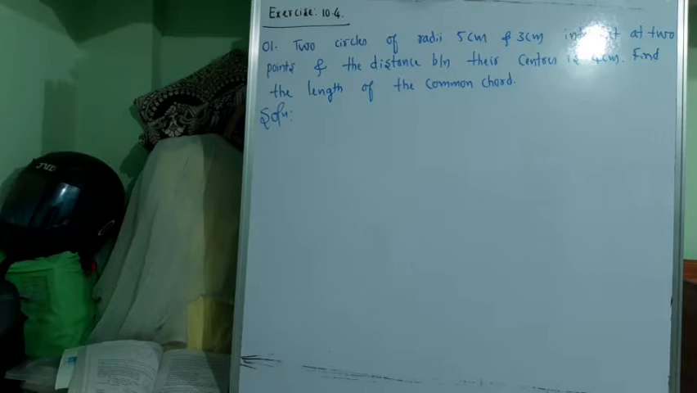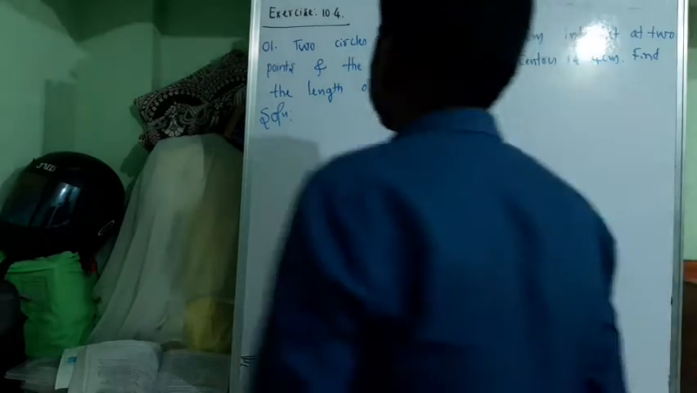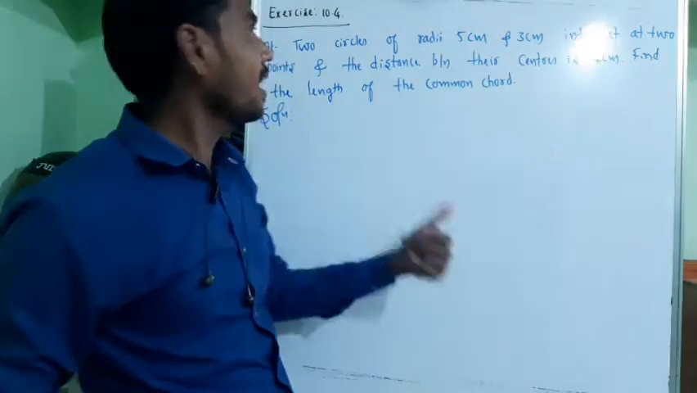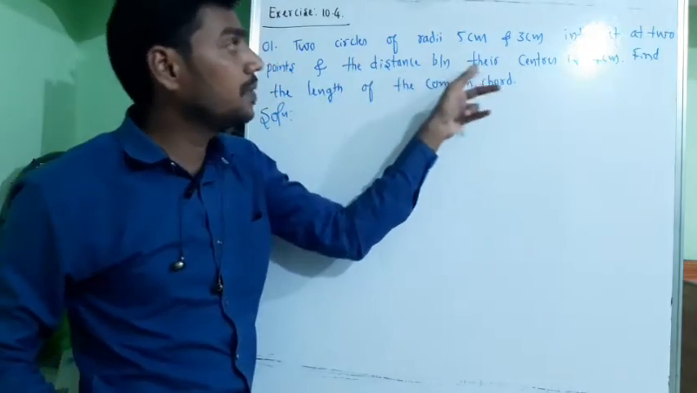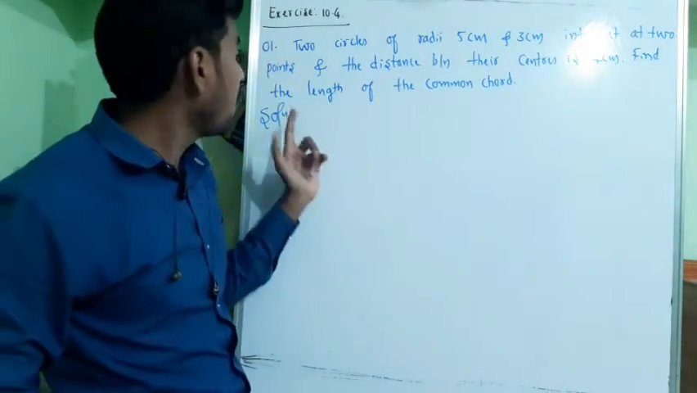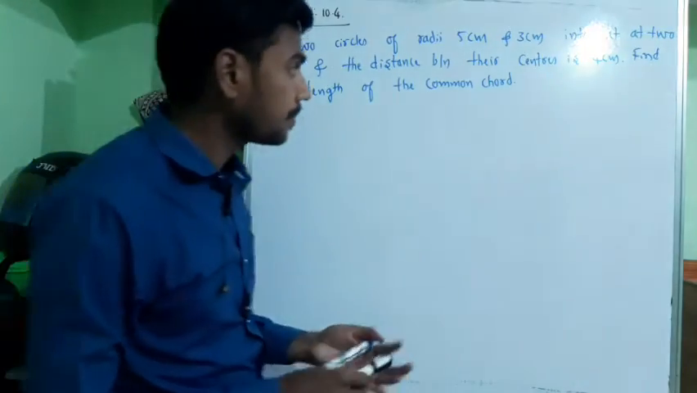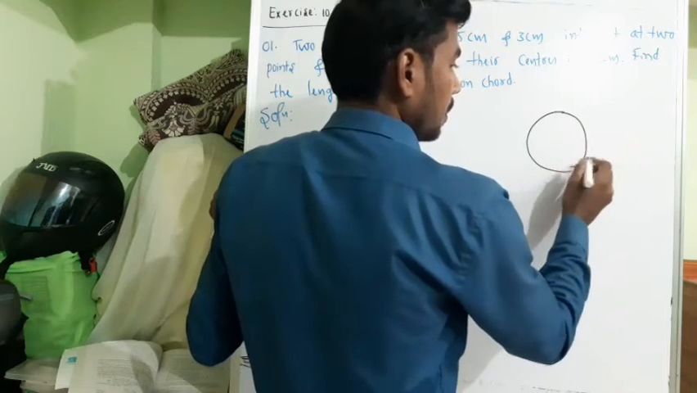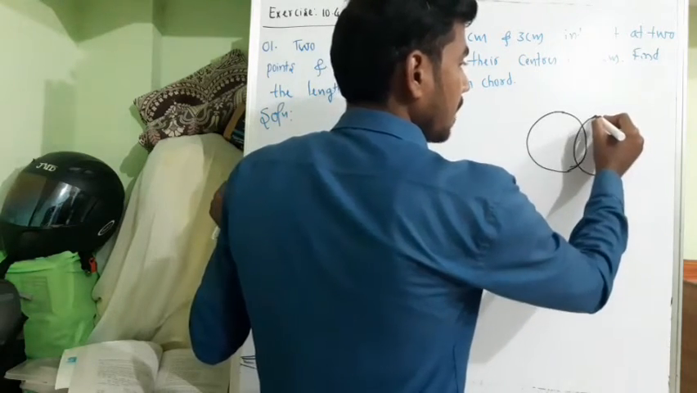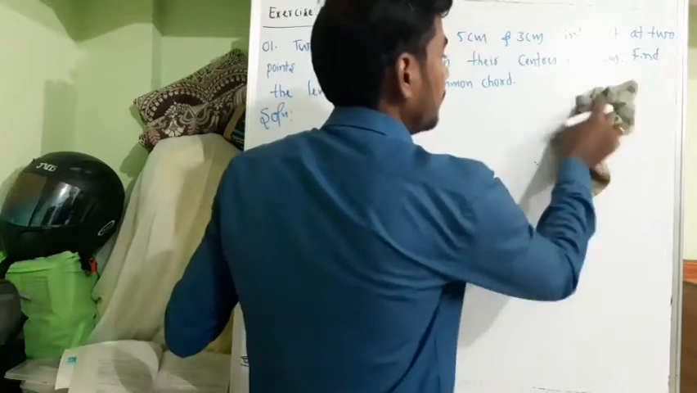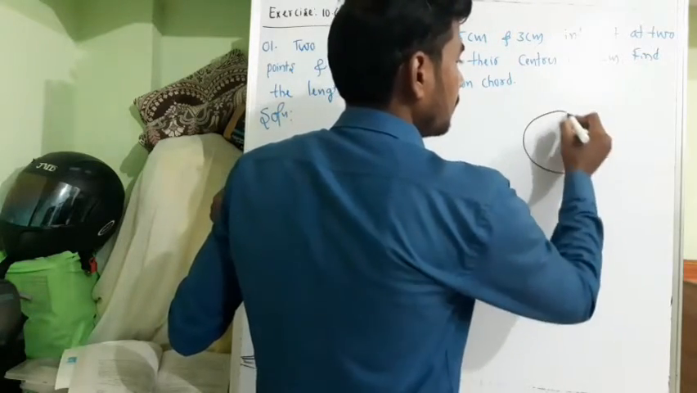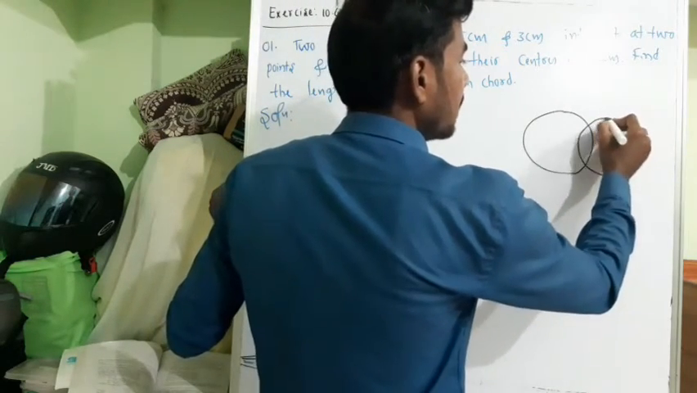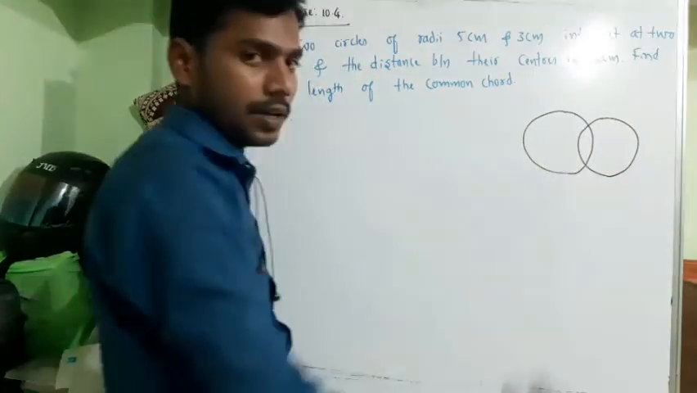So we'll continue with exercise 10.4. In the first question, two circles of radii 5 cm and 3 cm intersect at 2 points and the distance between their centers is 4 cm. Find the length of the common chord. See, there are two circles, one of radius 5 cm which is bigger, the other of radius 3 cm which is smaller, and they are intersecting at 2 points.